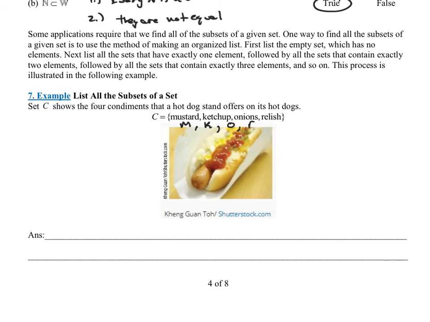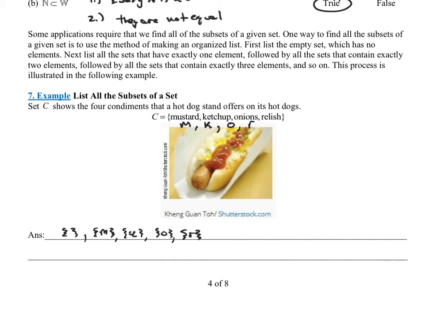So the question really becomes, how many different unique hot dogs could this hot dog vendor make? Each one of those is a subset. Well, we always want to start off with the most basic set, which is the empty set. You could get a straight up hot dog with no toppings, right? Then let's consider, what if I wanted a hot dog with one topping? Well, I could have mustard, I could have ketchup, I could have onions, or I could have just relish. Those would be all the one topping hot dogs.